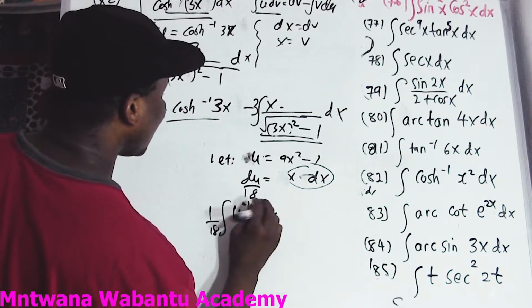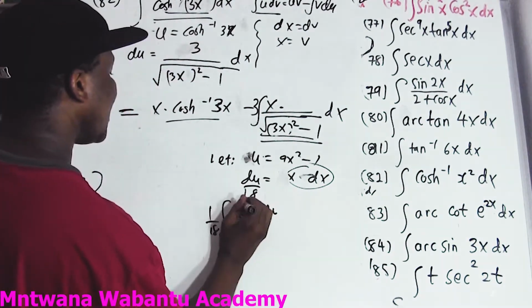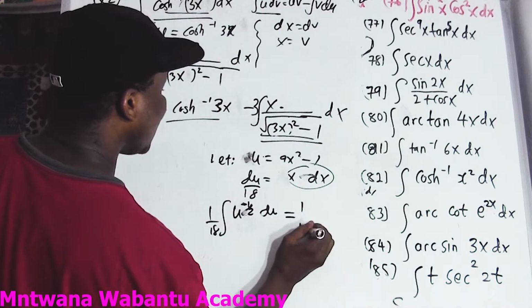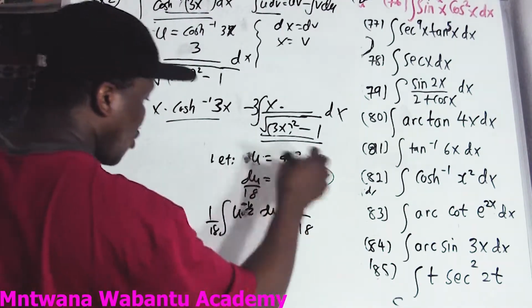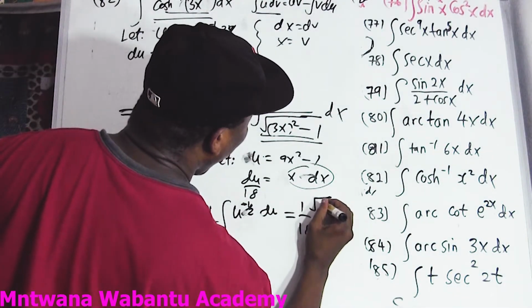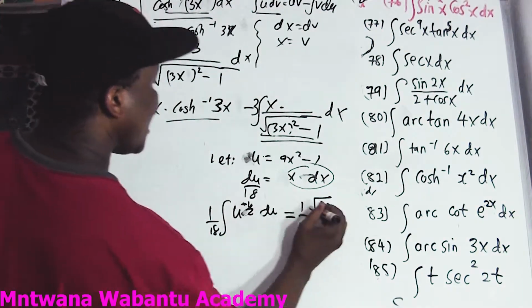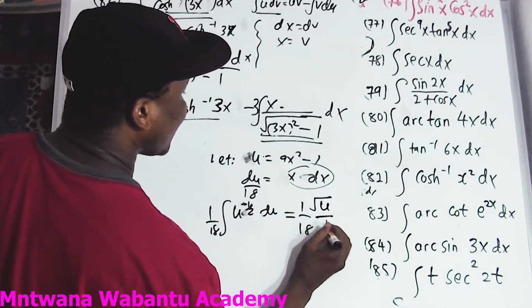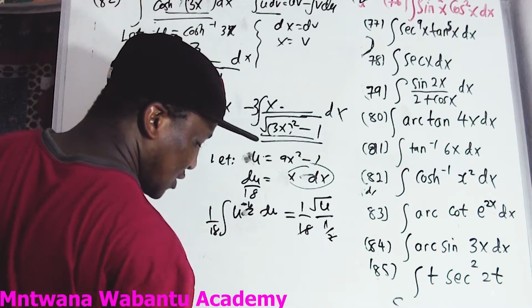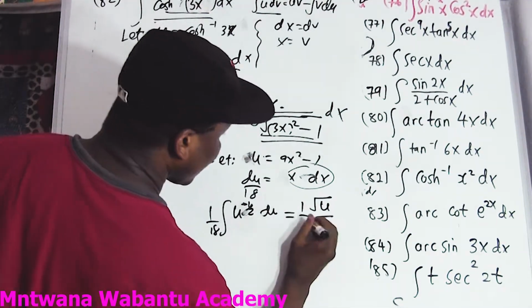Okay, so now let's integrate this negative a half. When you integrate, it means you add 1, so it's going to be 1 over 1/2. Negative half plus 1 equals positive half, which is like the square root of u, and then divide by a half again. This is going to be 9. So the denominator is going to become 9.